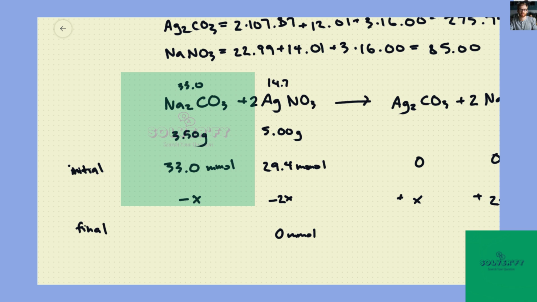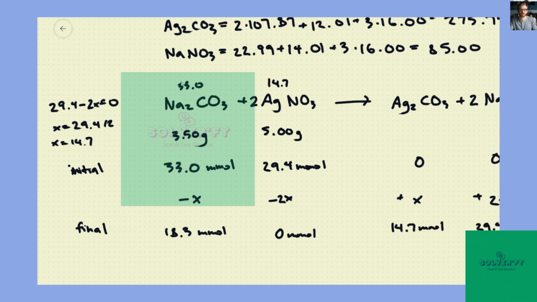Okay. So how do we figure out how many moles are reacting? Well, 29.4 minus 2x equals 0. So therefore, x equals 29.4 over 2, x equals 14.7. So 33 minus 14.7, that means 18.3 millimoles react. We know the silver nitrate is limiting, so we already know it's 0. So that means 14.7 millimoles of this, 29.4 millimoles of this. Okay.